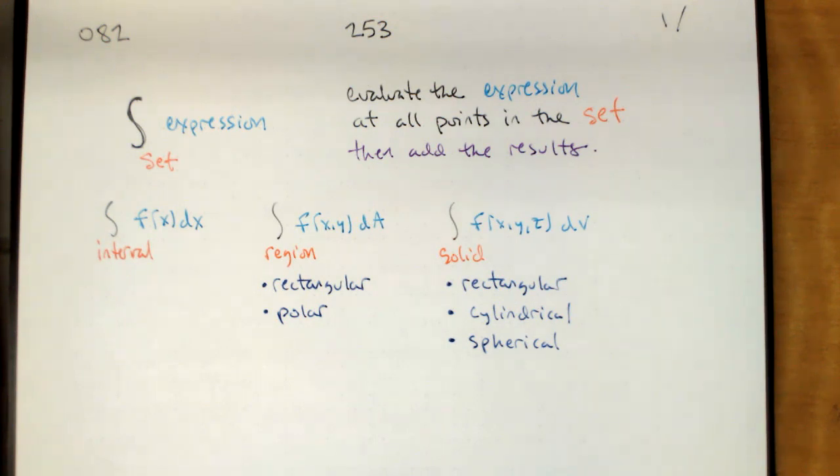F of x could be the rate, which is continuously variable, and we take dx as a small piece of time over which we assume that the rate is constant. With a region, with f of x, y, dA, we pick a point x, y, evaluate the function, and use that for a small piece of area, dx times dy.